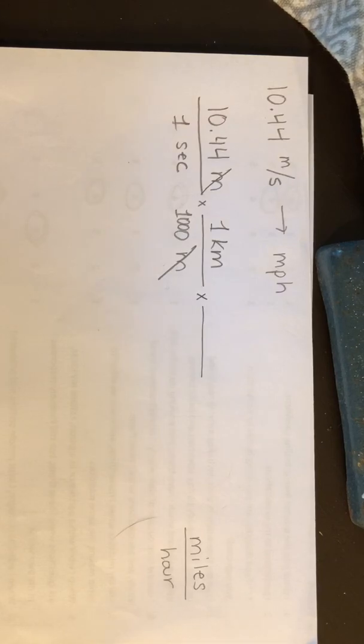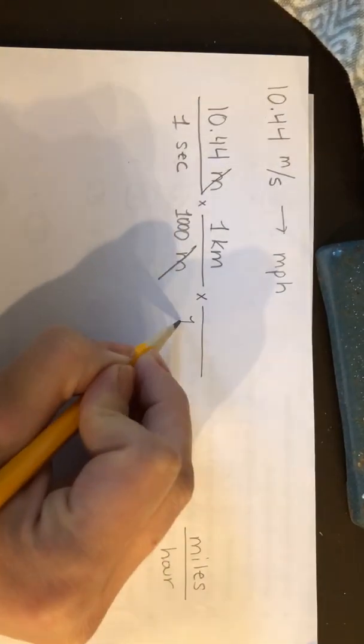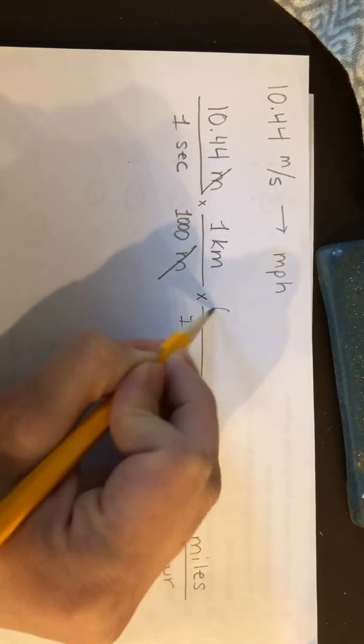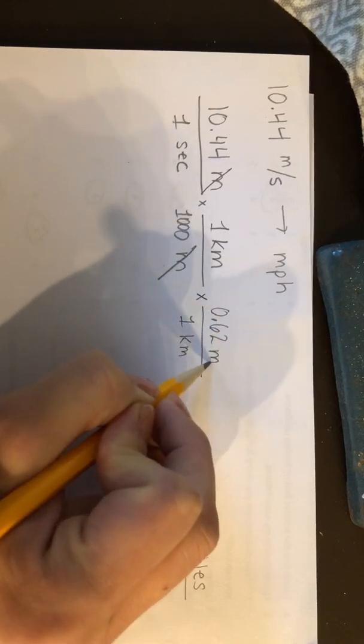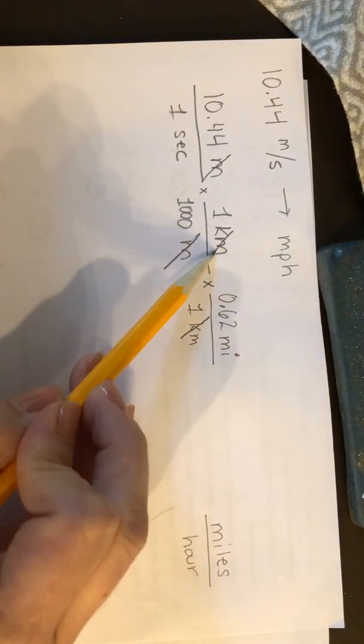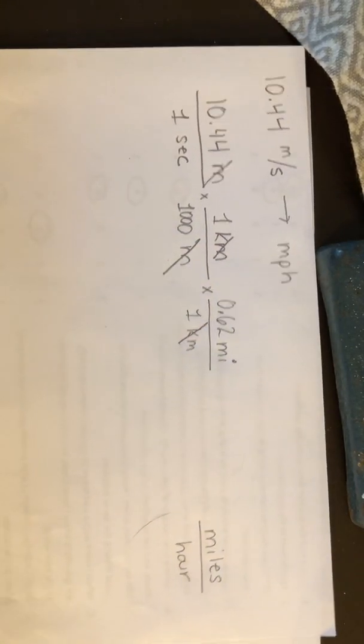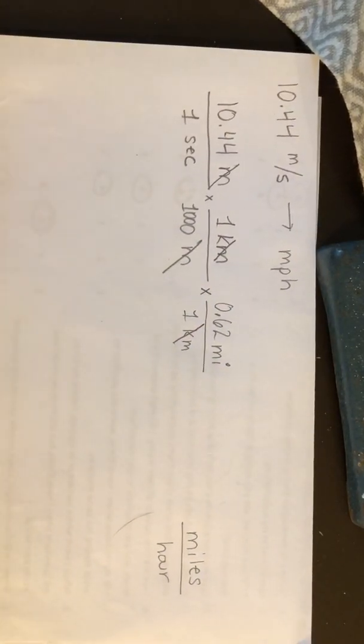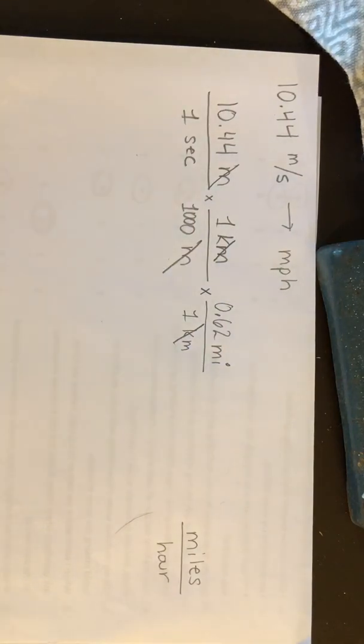My next conversion factor says that every 1 kilometer is 0.62 miles. My kilometers have cross-canceled, and my top unit in my numerator is now in miles. So I have successfully converted meters to miles. What I have to do now is convert seconds to hours, and I could do that right here.